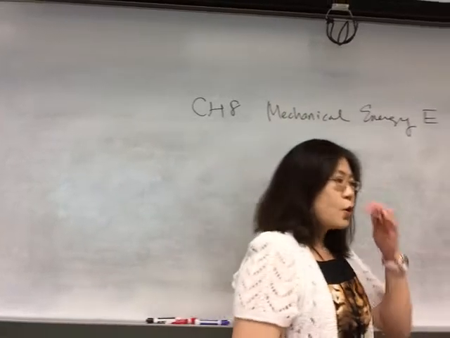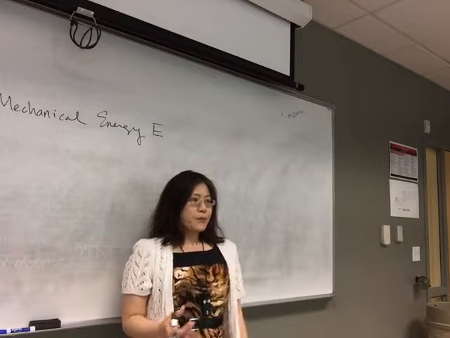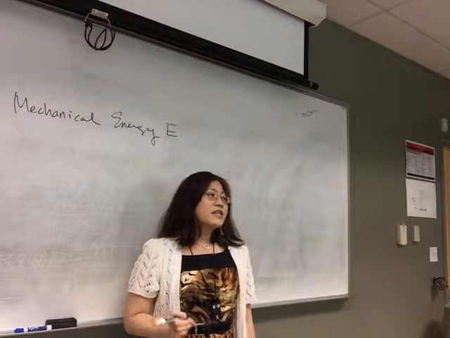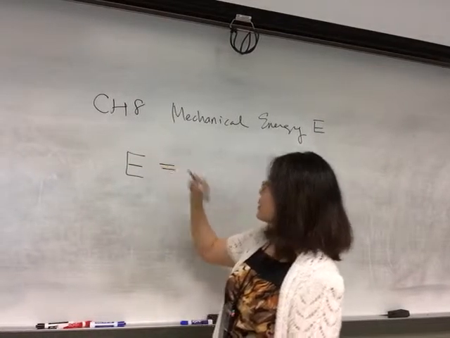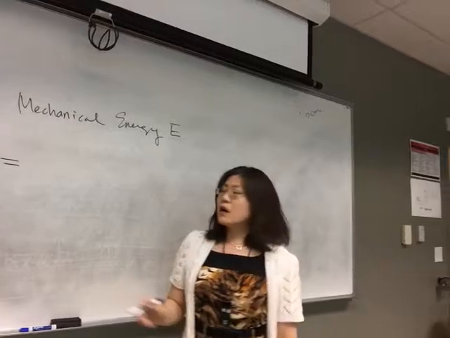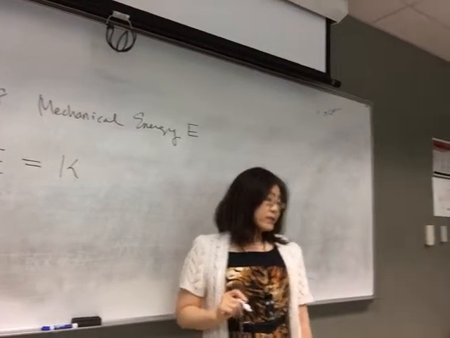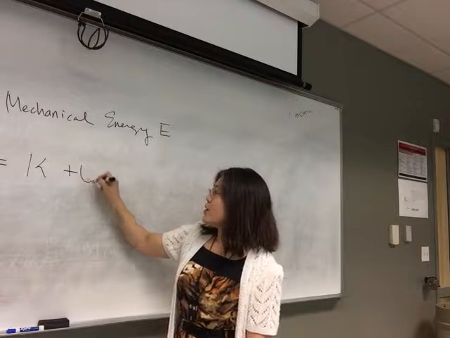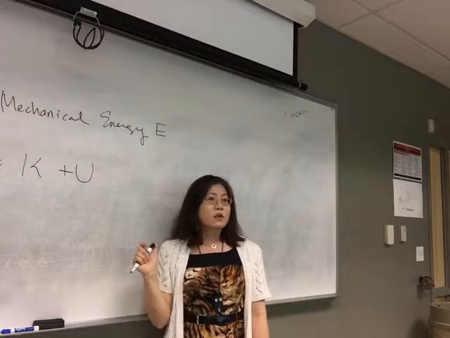So now we're going to talk about mechanical energy. Let's say when you have a system, mechanical energy is basically the sum of kinetic energy and potential energy. So we use capital E to indicate mechanical energy. It consists of two terms. You have K, which is 1/2 mv squared, plus U. And we're not going to specify the expression for that because it really depends on the system.